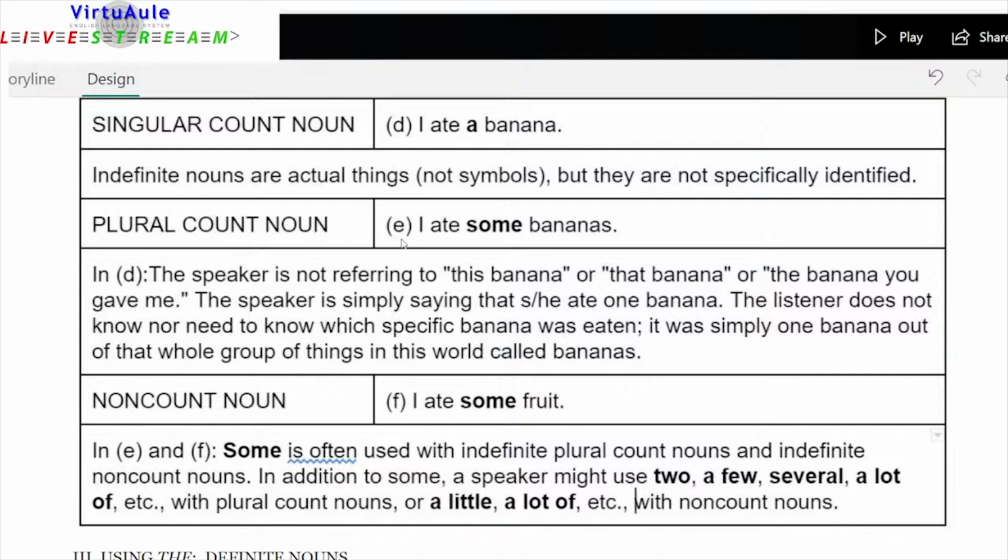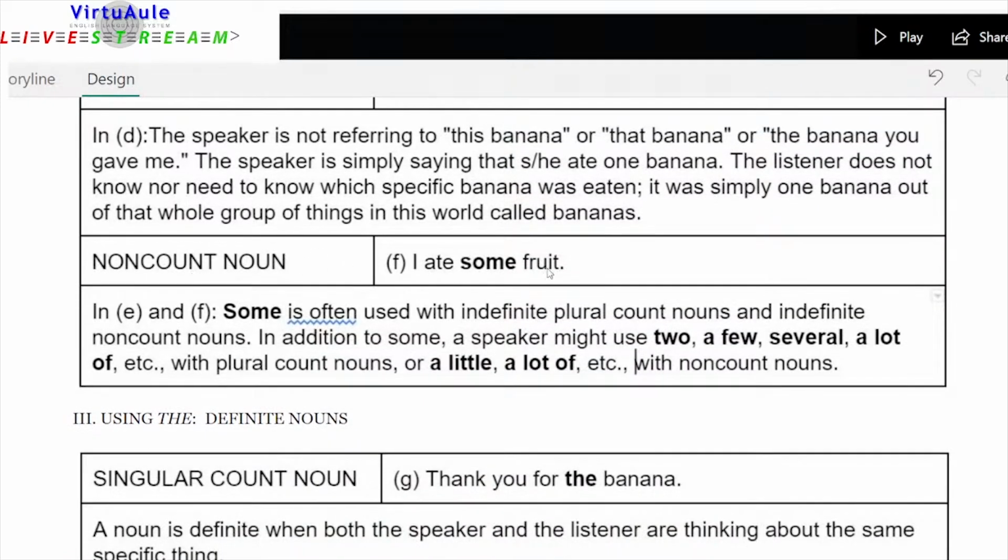The plural count noun: I ate some bananas. The speaker is not referring to this banana or that banana or the banana you gave me. The speaker is simply saying that he ate one banana. Well, maybe more than one. The listener does not know or need to know which specific banana or bananas were eaten. It was simply one banana out of that whole group of things in this world called bananas. Sorry, I think that should be more than one banana. He ate more than one banana.